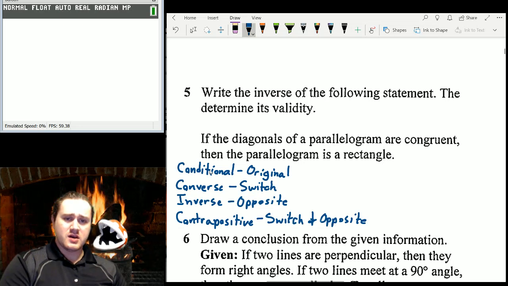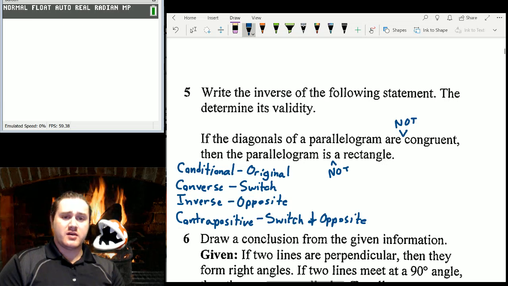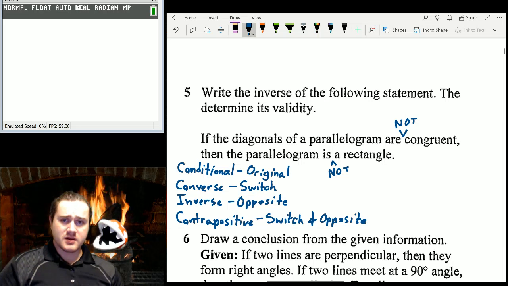The original statement says if the diagonals of the parallelogram are congruent, then the parallelogram is a rectangle. So what we would really do is change this to not, and then this side to not. The new statement would read: if the diagonals of a parallelogram are not congruent, then the parallelogram is not a rectangle. So when you pick whichever answer matches that one, we need to figure out if it's true or false. The likelihood is this statement will probably be there twice, and you just have to figure out which one's the right one.